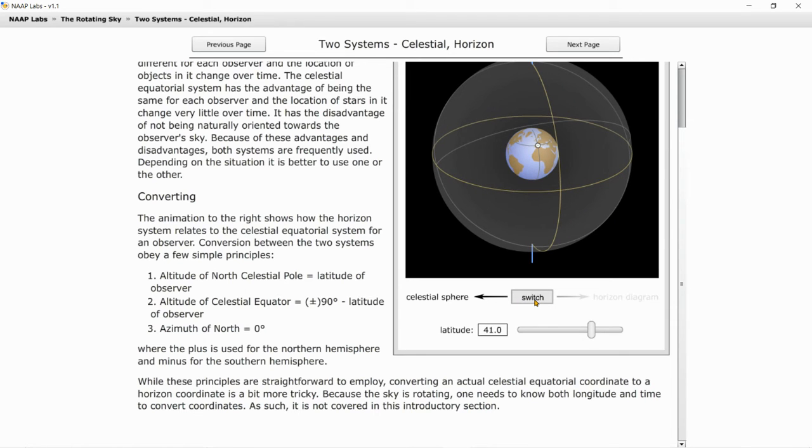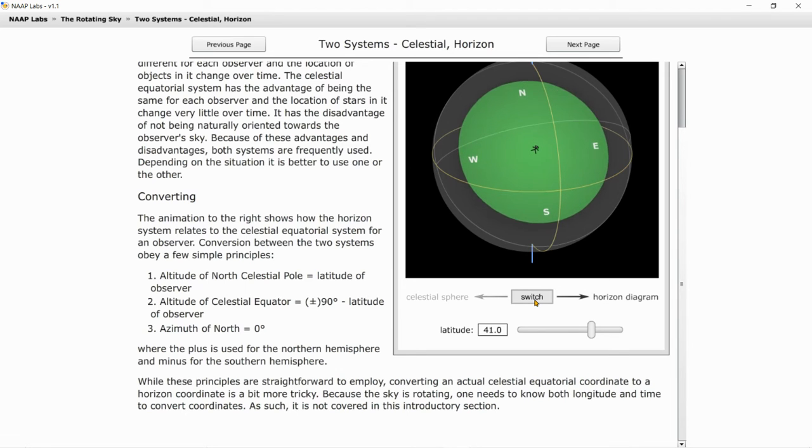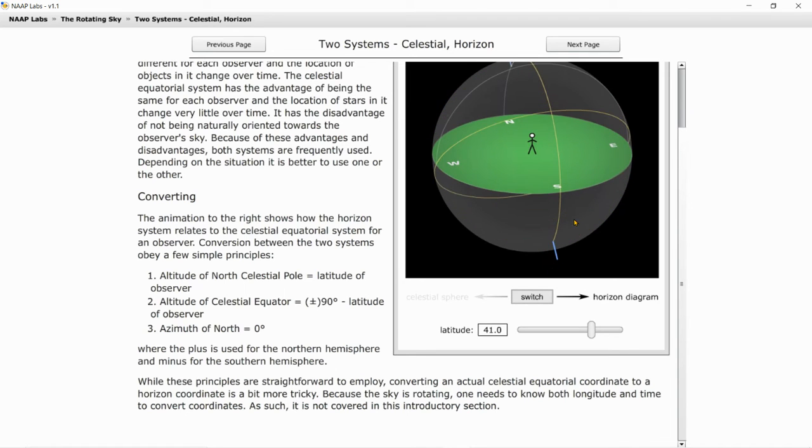And we can switch to this model that we started with.